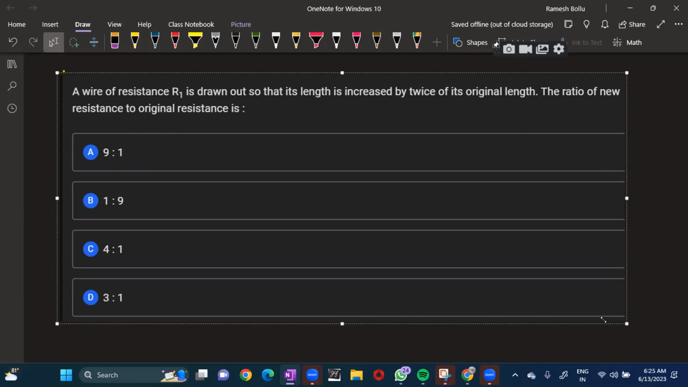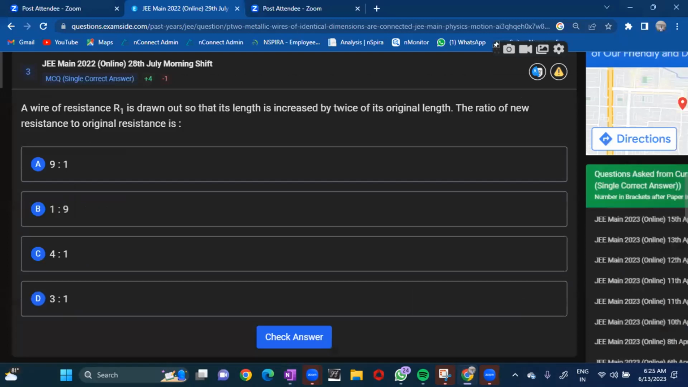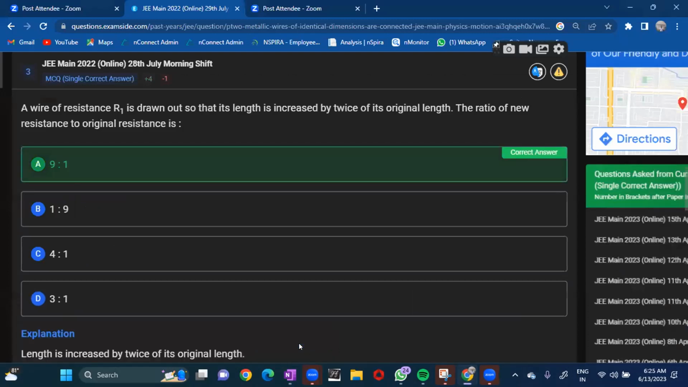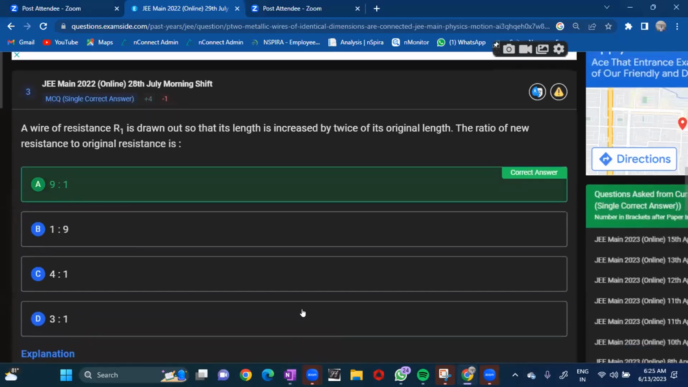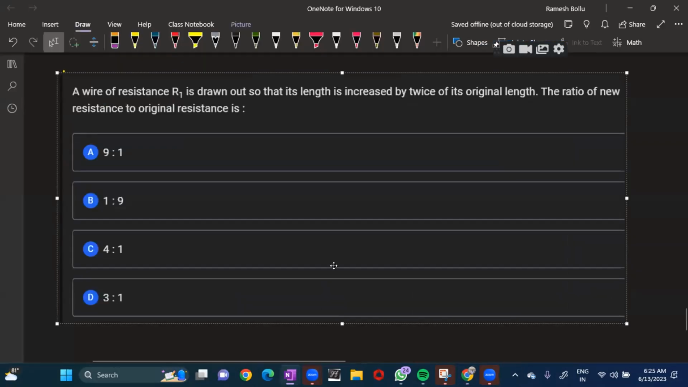It's the third option. Third option, sir.